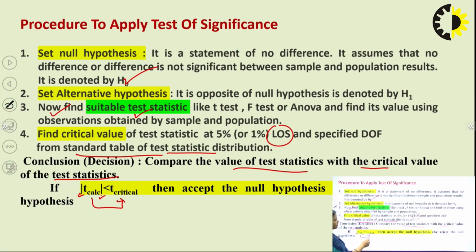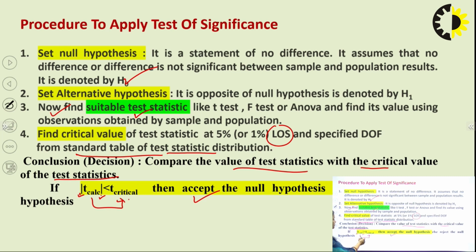If calculated value is less than the critical value, then we accept the null hypothesis. And what is the meaning of accepting the null hypothesis? It means we assume that there is no significant difference between the sample statistic and population parameter. It means the property shown by sample can be assumed for the population also.